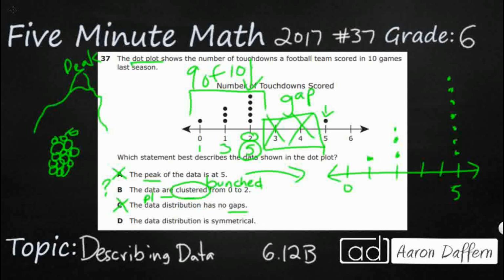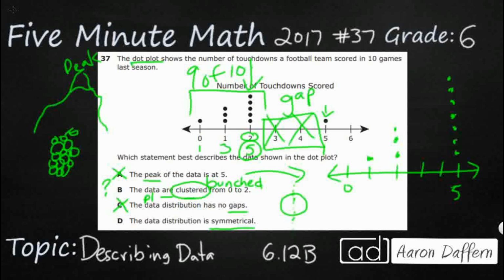And then finally, the data distribution is symmetrical. All right, so think of what we learned about symmetrical, right? A line of symmetry is when you have a shape, like if you were to draw a circle. A line of symmetry is an exact line that you could fold that shape in half and it's exactly the same, like a mirror.